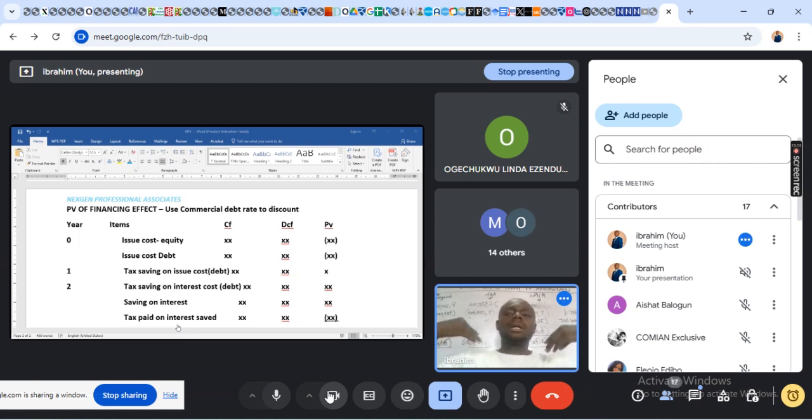Now, the PV of financing effects. Use the commercial debt rate. Use the commercial rate to discount. When you want to discount, this is a debt.